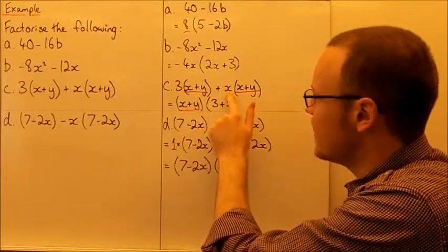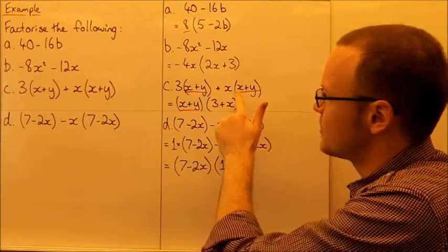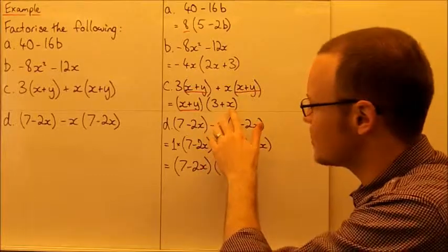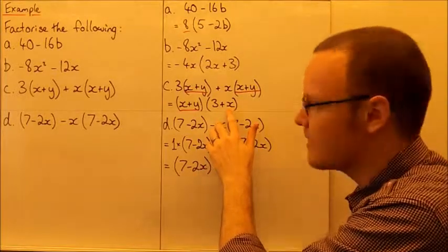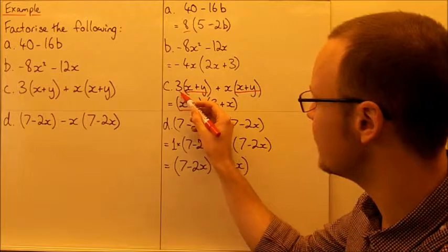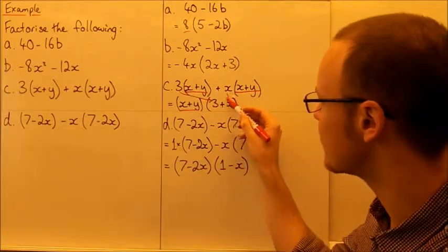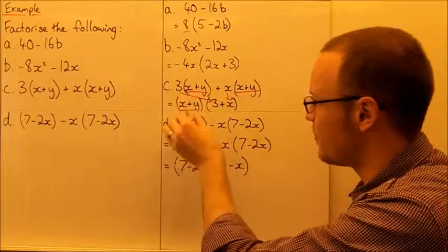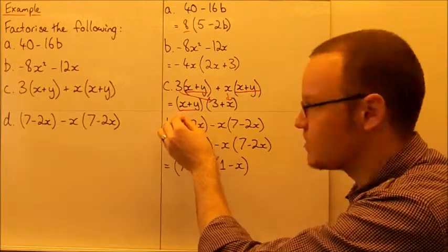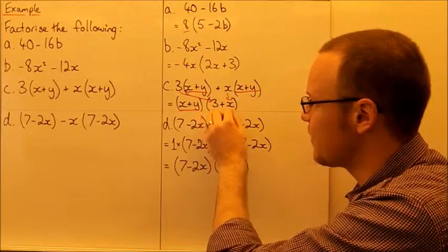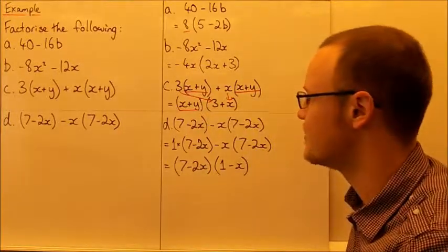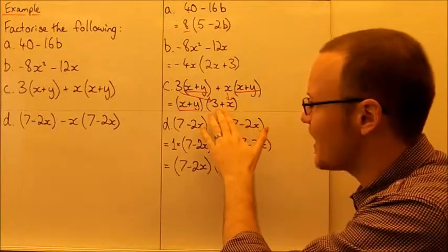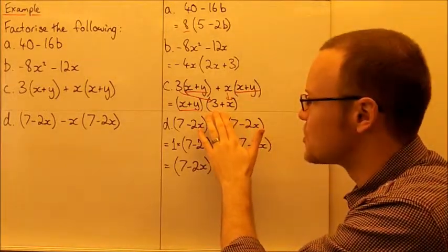Then we've got here x(x plus y). So if we go x(x plus y) divided by x plus y, we're just left with x. So here you can see the 3 comes from here, the x comes from here, and this is the highest common factor that we've taken from both terms, divided both terms by, and we're left with 3 plus x in brackets there. So this is the expression with the highest common factor taken out of both of the terms.